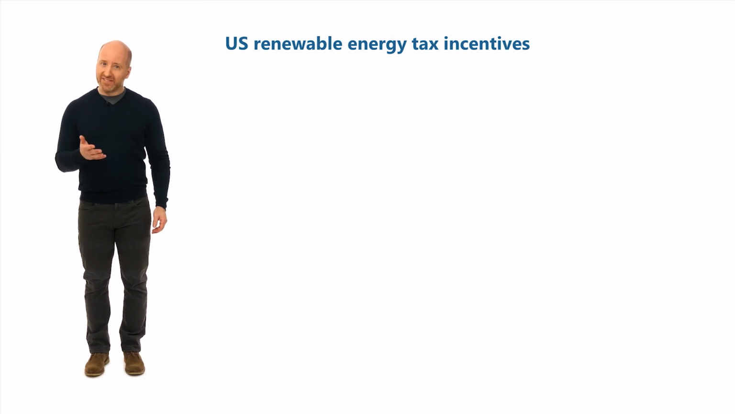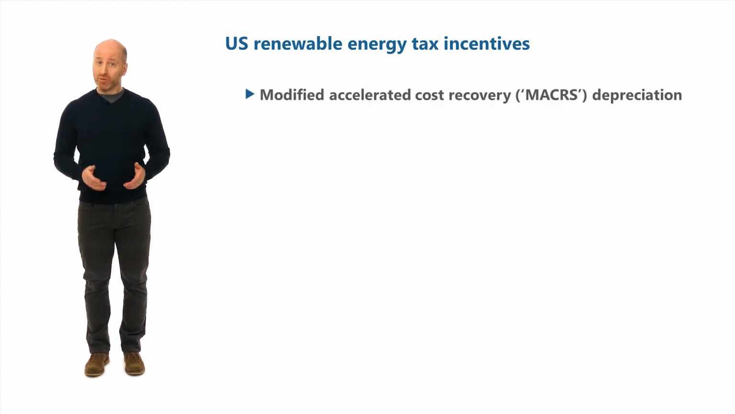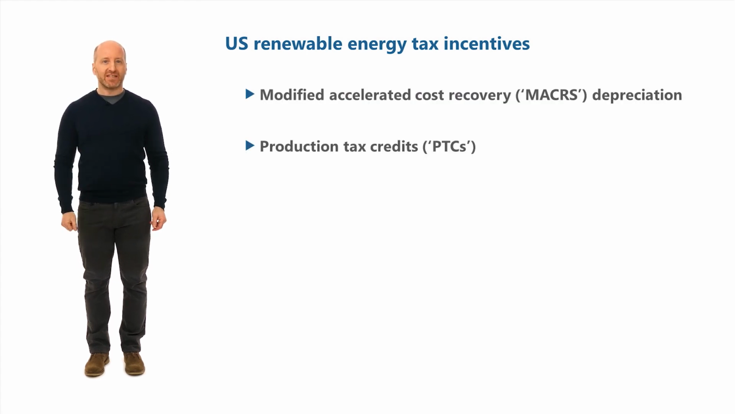There are three main tax-based incentives that are provided to investors in U.S. renewable energy projects, and those include accelerated tax depreciation, called Modified Accelerated Cost Recovery, or MACRS, production tax credits, or PTC, and investment tax credits, or ITC.